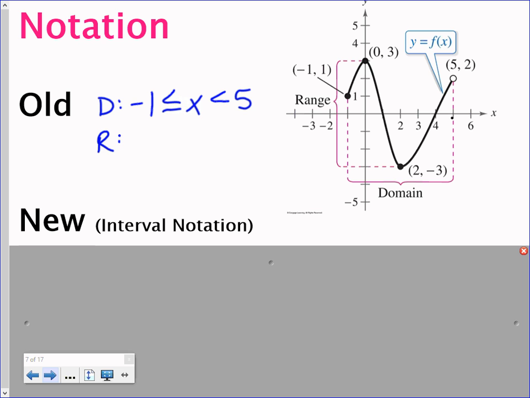Okay, excellent. And then for range, we'll go back to what Nicole said, we'll be looking at our y values, so we're looking up and down on the graph, and we've got our lowest y value right here, the y value is -3, we've got our highest y value up here at 3, so that would be our range. So we would say something like -3 is less than or equal to y is less than or equal to 3. Okay, so that's old notation.